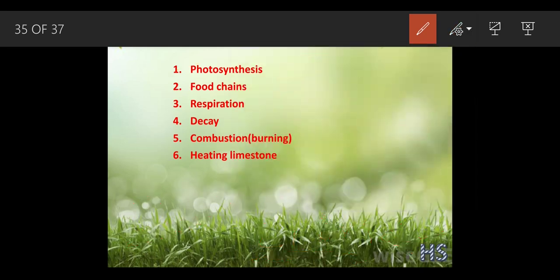See, now respiration. Whenever plants and animals respire, what do they do? The carbohydrates, meaning the energy present inside the cells, produce energy in the form of ATP and also release carbon dioxide.